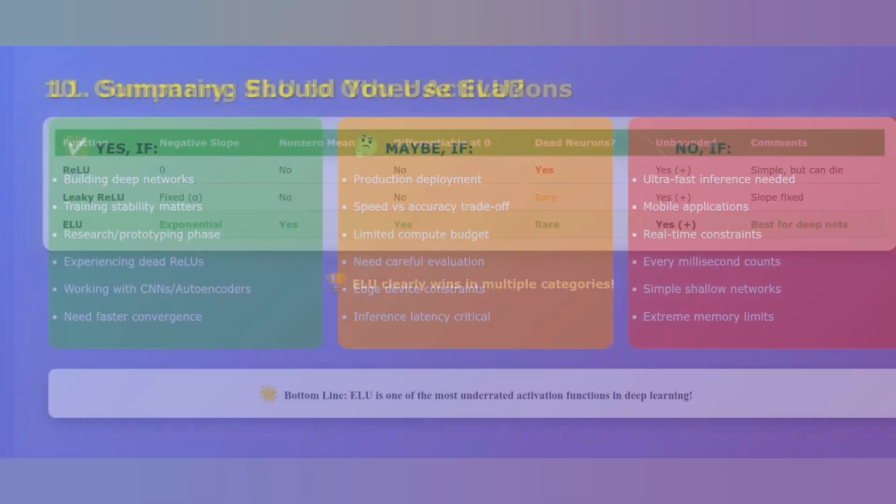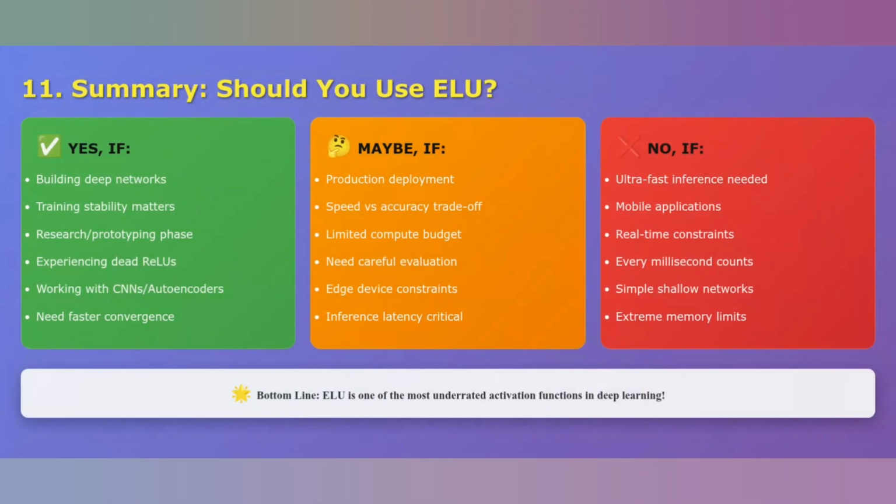So, should you use ELU? Here's my take. Yes, if you're building deep networks where training stability and convergence speed matter more than raw computational speed. Yes, if you've experienced vanishing gradients or dying ReLU problems in your current models. Yes, if you're working on research or prototyping where the slight computational overhead isn't critical. Maybe if you're deploying to production where every millisecond counts. Consider the trade-offs carefully. No, if you're building ultra-fast inference systems or mobile applications where computational efficiency is paramount.